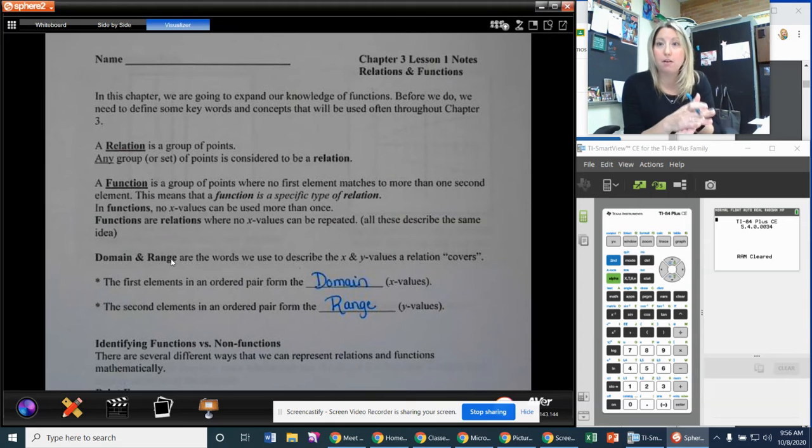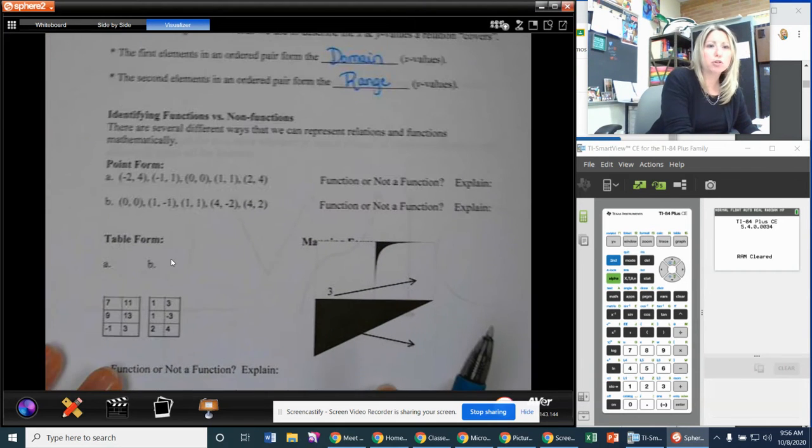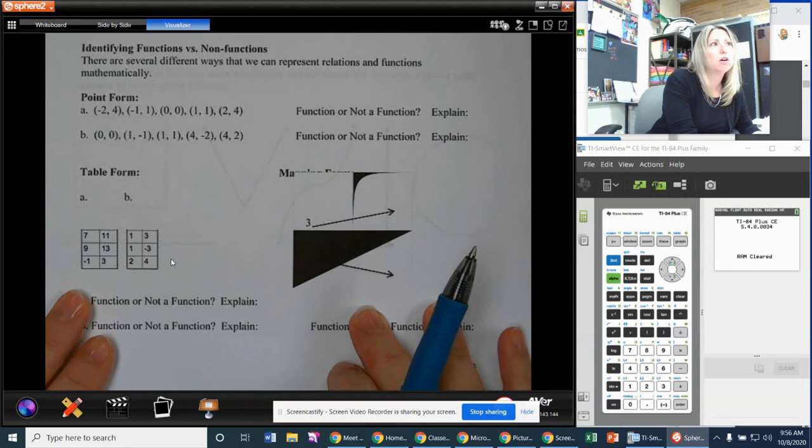Now we're going to identify functions versus not functions. One of the pictures got weirdly messed up. These two pictures got weirdly messed up, so I'm going to show them on my screen so we know how to answer those questions. But we'll start with point form. There are a lot of ways that I can represent a relation.